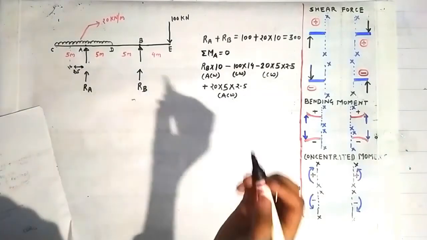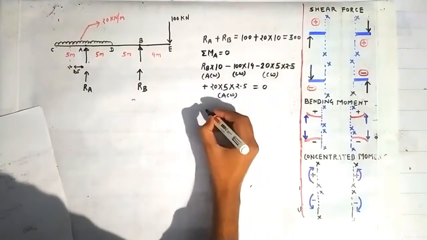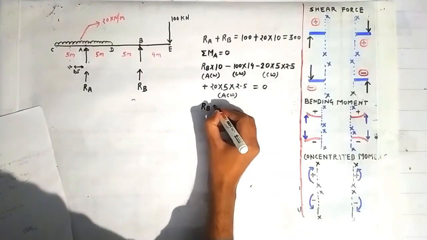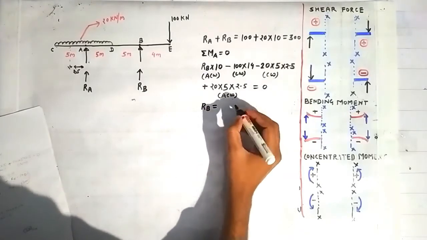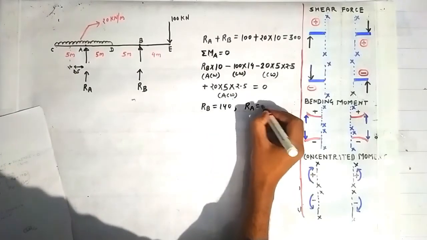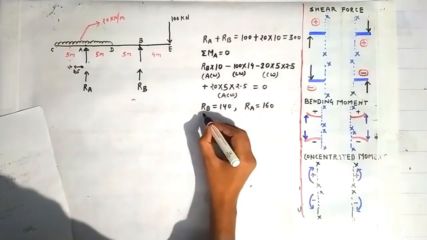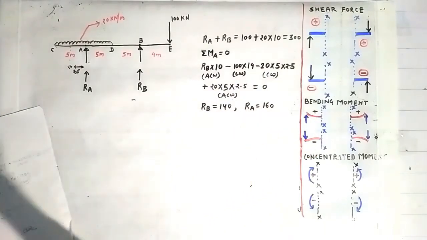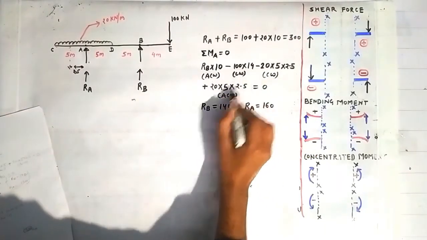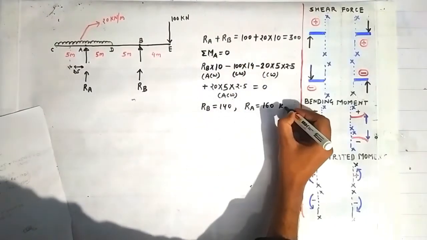Now when you solve this, you put the whole equation equal to 0, and then you will get RB is equal to 140, and RA is equal to 160. Using this equation and this equation, you can find RA and RB by substituting the value of RB obtained from this equation into this. You can get RA, and it will come in kilonewton.